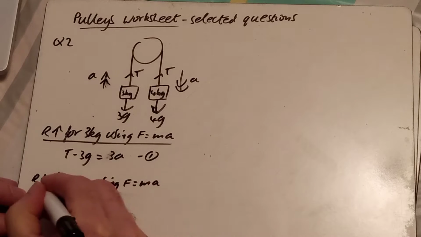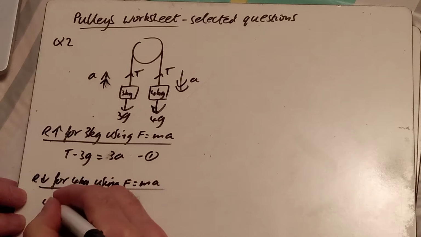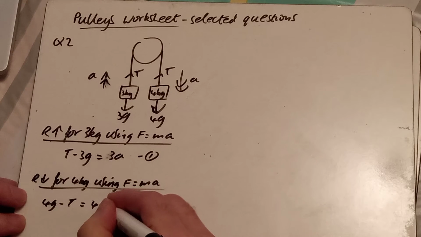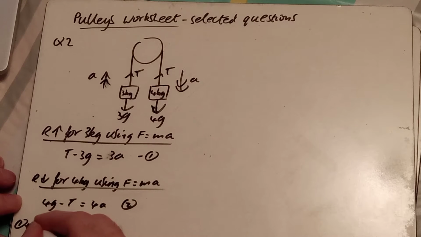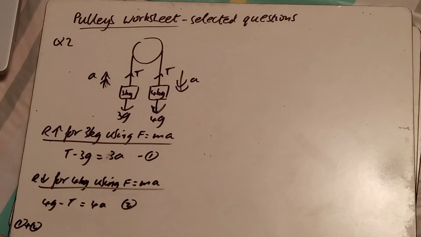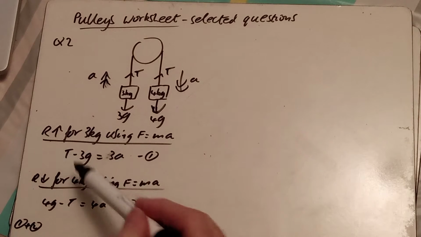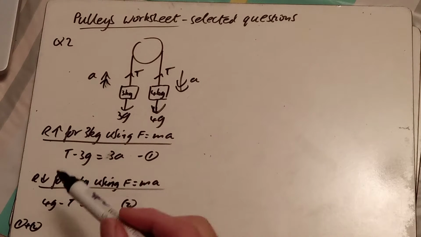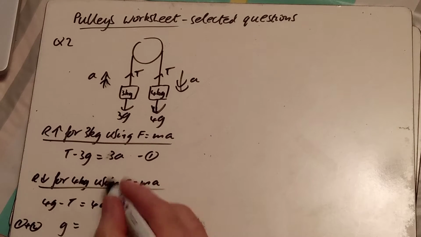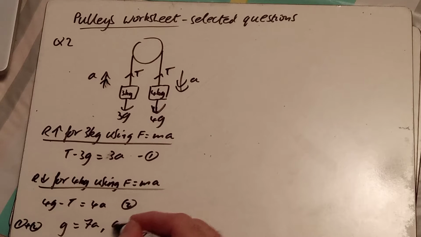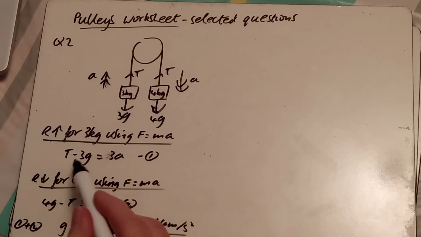Remember, resultant force is mass times acceleration, so the resultant downwards force is 4G minus T equals its mass times acceleration. Without even reading it, I'm going to add the two equations together. I'm always going to have a plus T and a minus T, and adding them always eliminates T. So I've got 4G minus 3G, G, equals 3A plus 4A, 7A. So A is G over 7, which is 1.4 meters per second squared.